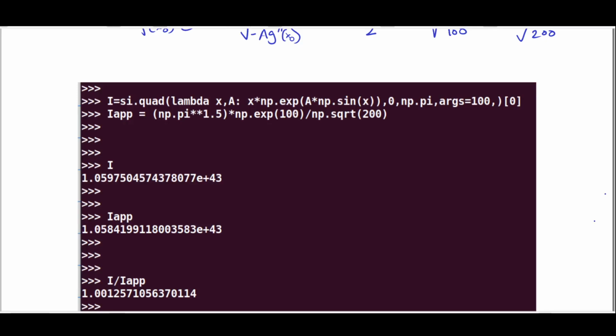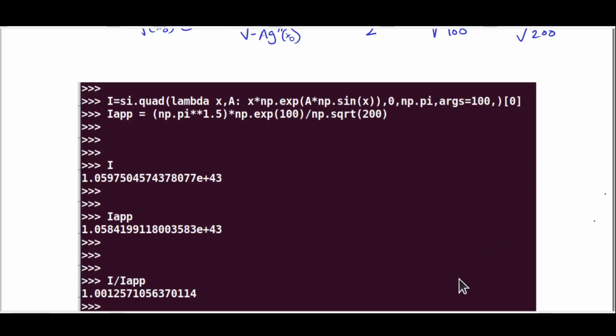In fact, if you evaluated C4, 1 plus C2 by A plus C4 by A squared would actually be very, very close to this ratio that we have calculated. So, this should convince you that the saddle point approximation is really rather good, at least for large values of A.